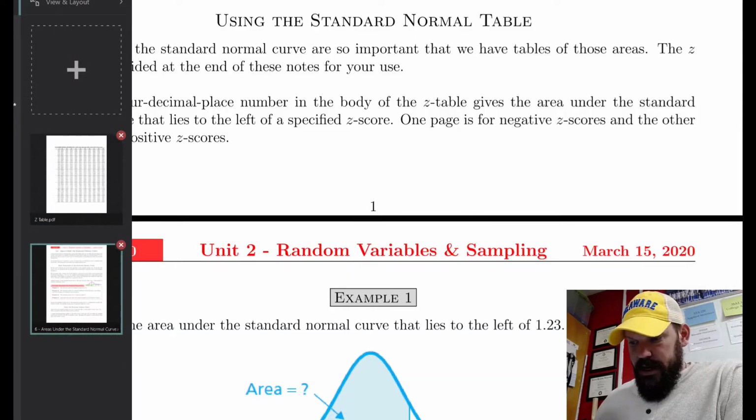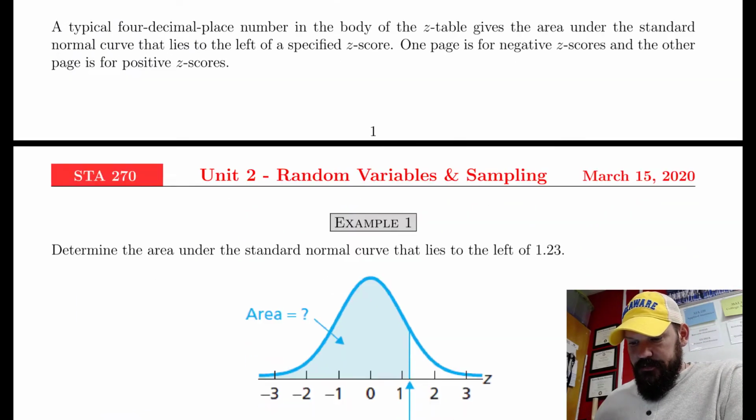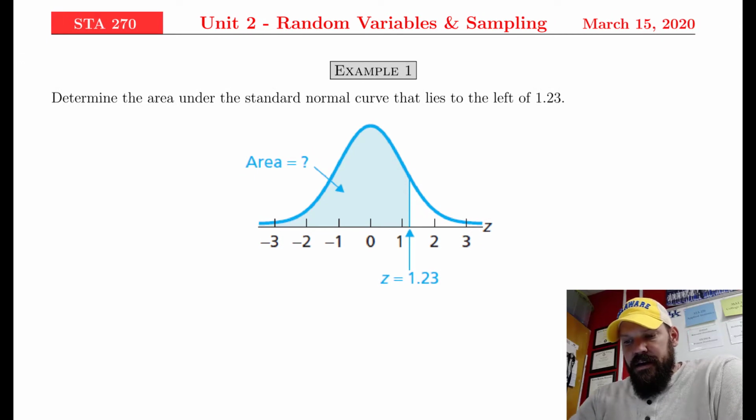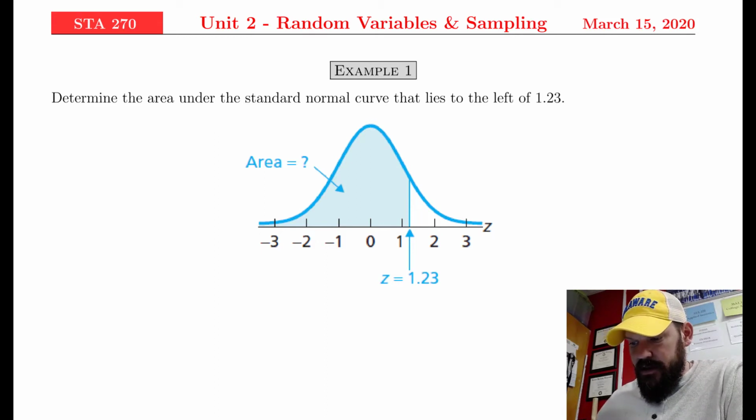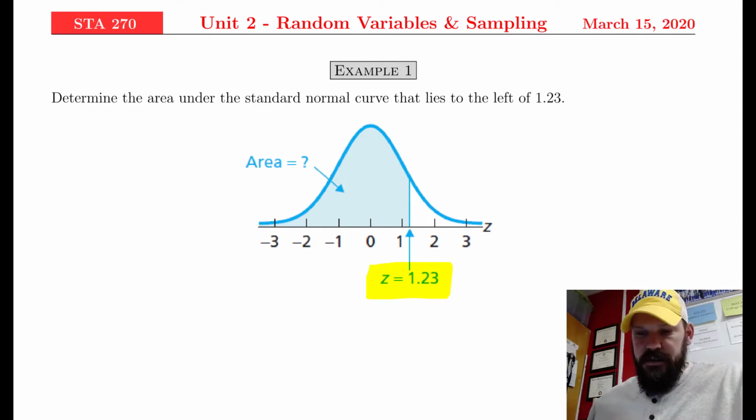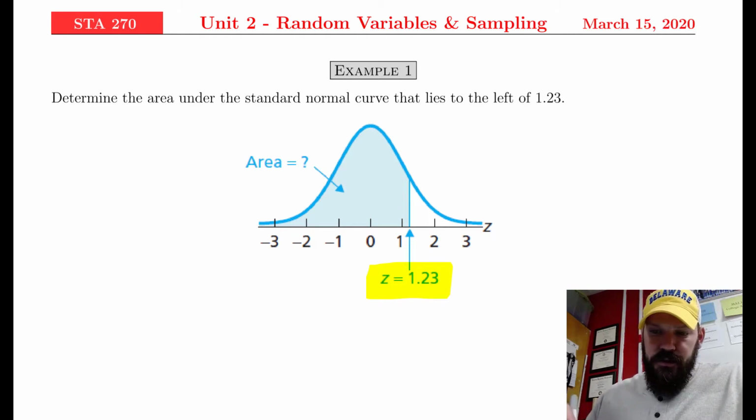So let's look at an example of how to use that. It says determine the area under the standard normal curve that lies to the left of 1.23. So what that's asking us is, what is the area under this curve to the left of a z-score of 1.23? That's where the table comes in handy to compute these.